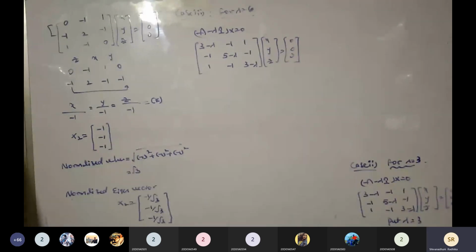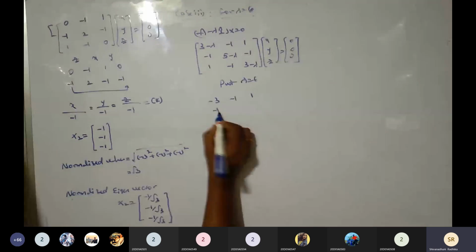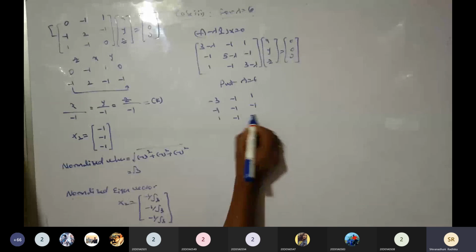This topic is completed, and you did it in the mid-one examinations, diagonalization, right? And we are going to substitute lambda equals 6. 3 minus 6 is minus 3. Is it clear? Minus 1, 1. Minus 1, 5 minus 6 is minus 1, again minus 1. 1, minus 1, 3 minus 6 is minus 3, into the variable matrix x, y, z, which equals zeros.